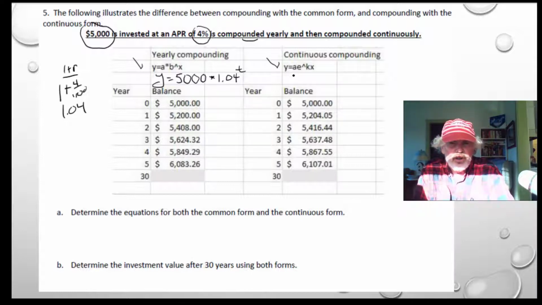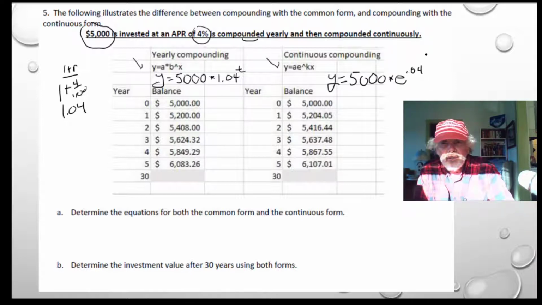Now, for the continuous form, the money that you have in the bank after a certain amount of time is equal to A, which is the initial starting value, 5,000, times Euler's number, which is on your calculator, a little e, raised to the k, which in this case is, here's where you get 0.04, because 0.04 is 4 over 100, times the number of periods.